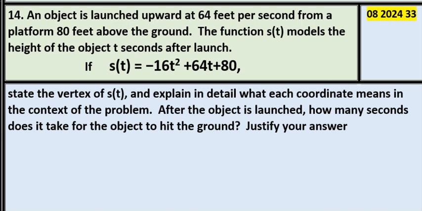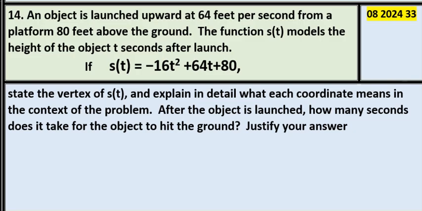Question 14. An object is launched upward at 64 feet per second from a platform 80 feet above the ground. The function s of t models the height of the object t seconds after launch. If s of t equals negative 16t squared plus 64t plus 80, state the vertex of s of t and explain in detail what each coordinate means in the context of the problem.